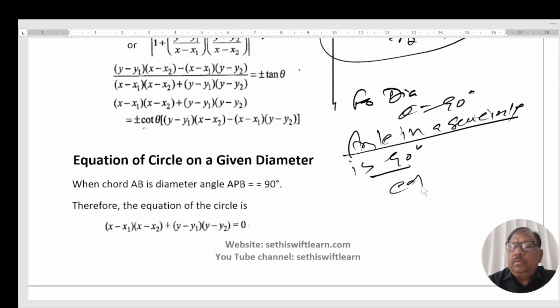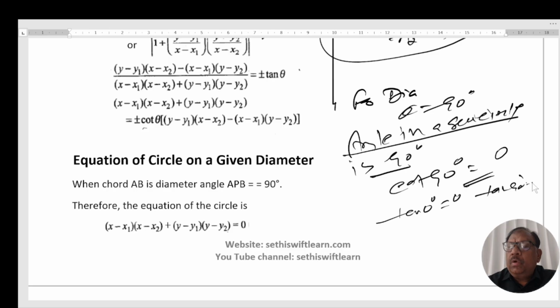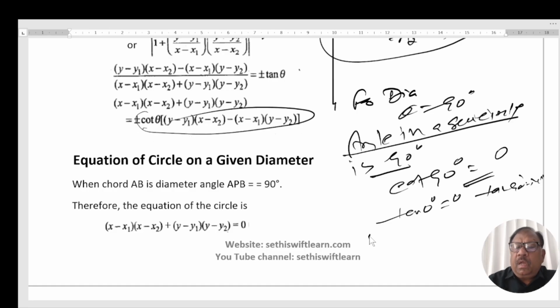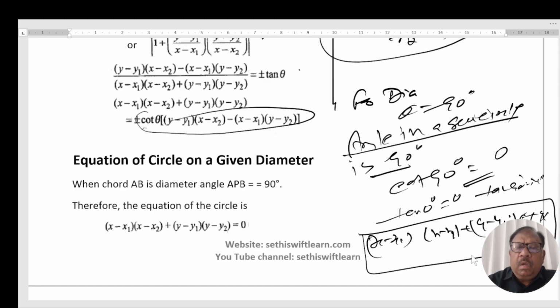Cot 90 क्या होगा? Cot 90 will be equal to 0. Tan 90 is non-defined, so cot 90 is 0. तो इसमें सिंप्लीफाई करके ये सारी टर्म 0 हो जाएगी, तो ये आ जाएगा (x minus x1)(x minus x2) plus (y minus y1)(y minus y2) equal to 0. This is the equation of circle in diameter form.